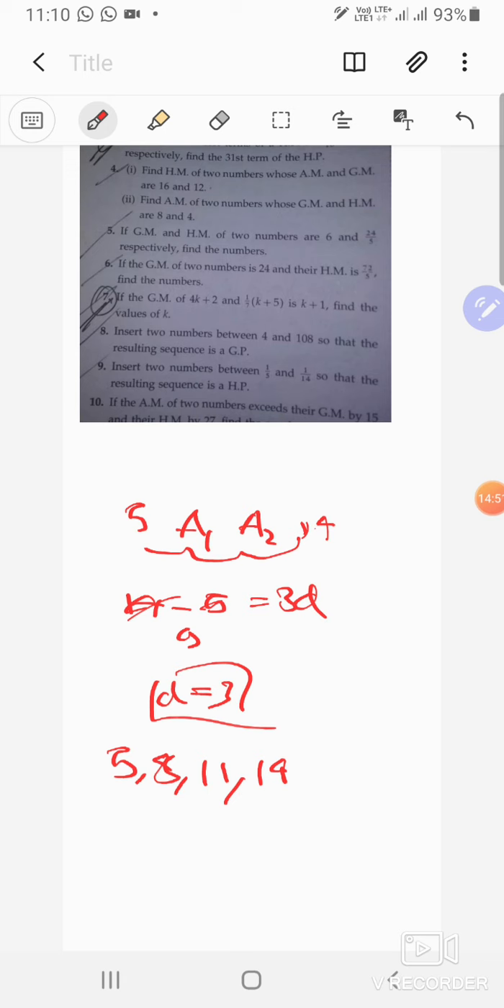So this is the corresponding AP, which means that the HP would really be 1 by 5, 1 by 8, 1 by 11, and 1 by 14, and these would be those two numbers. Okay, no problem. Let's go to the next question.